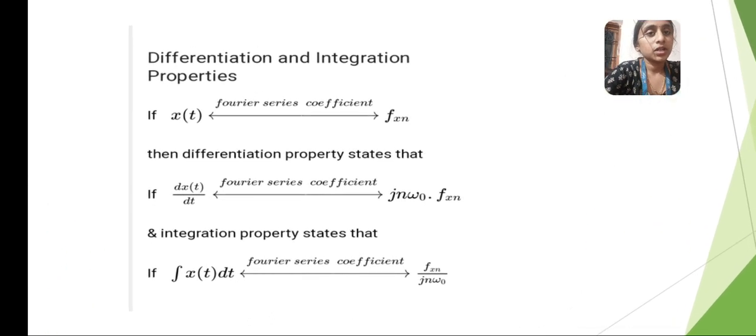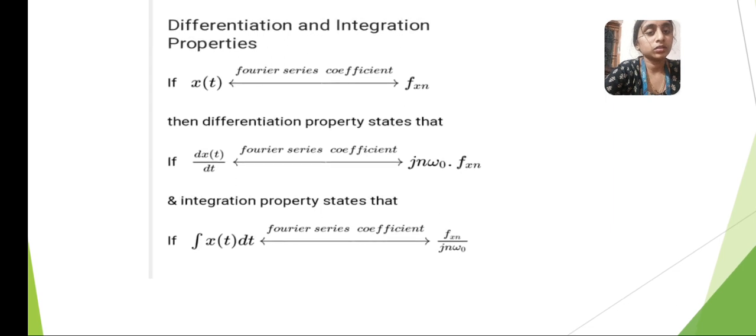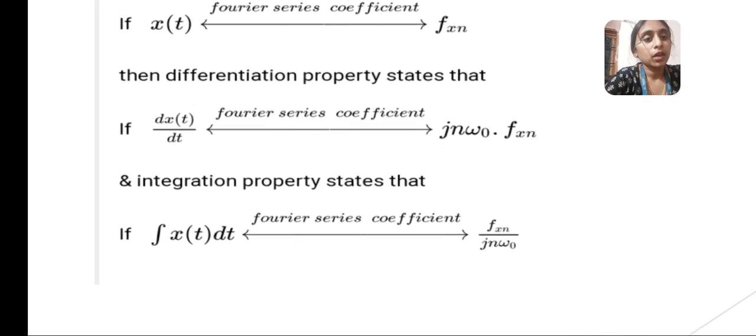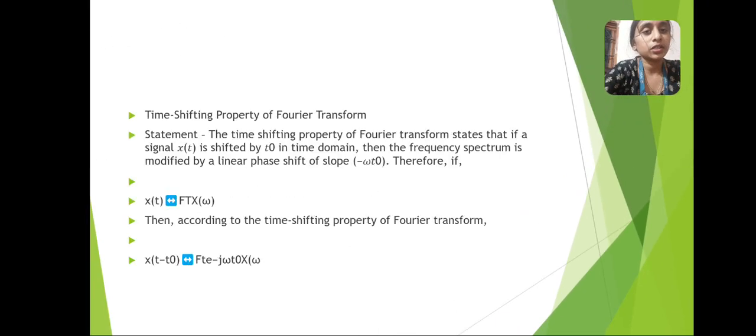And the differentiation and integration properties. Differentiation of x of t, that is d of x of t by dt, gives j n omega naught into the coefficient. And the integration property is another property. Integration of x of t dt gives rise to the coefficient divided by j n omega naught. This is the integration property.